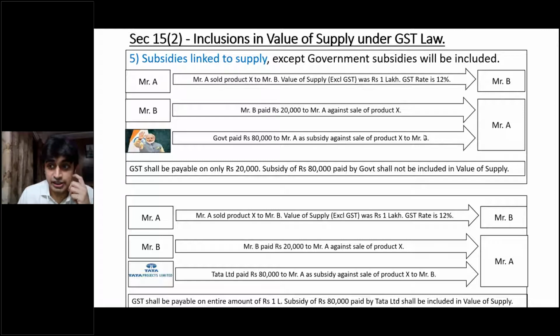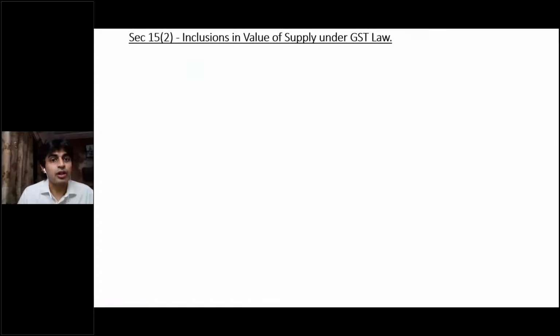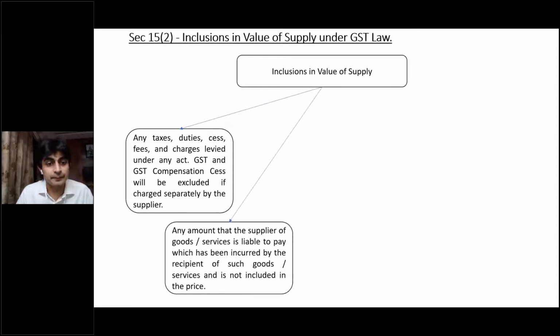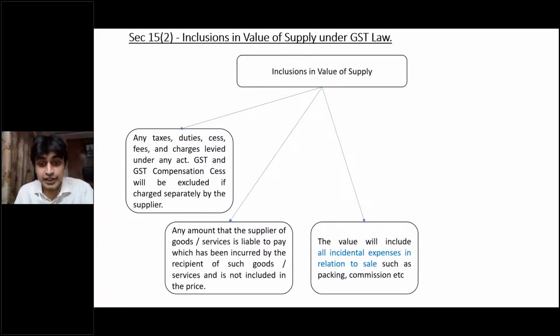Yes, you will have to issue an additional invoice for the transportation charge, or you can include it in the same invoice. That is okay. Now, again, inclusions in the value of supply. What were the things that I explained? Any taxes, duties, cess, fee will be included. Any amount the supplier was liable to pay, which has been paid by the recipient. Incidental expenses such as packing, commission, everything will have to be included. You can issue a separate invoice for packing or commission, or you can add it in the same invoice. No problem.